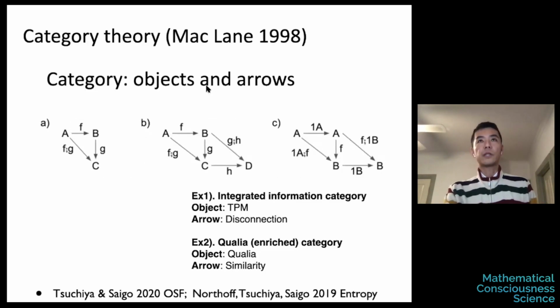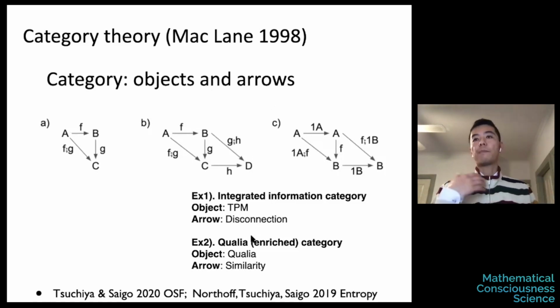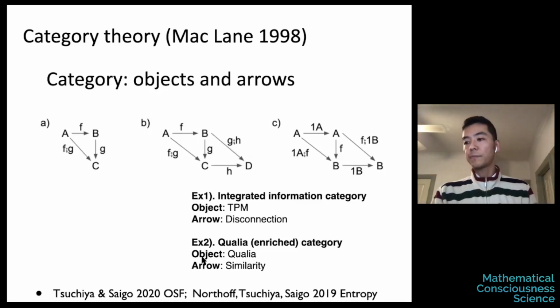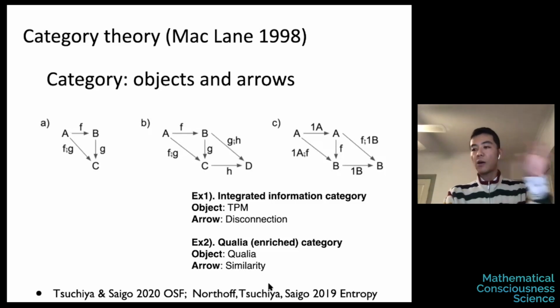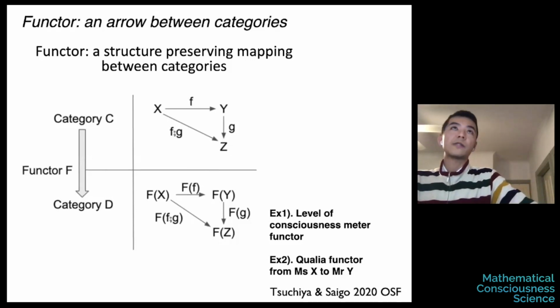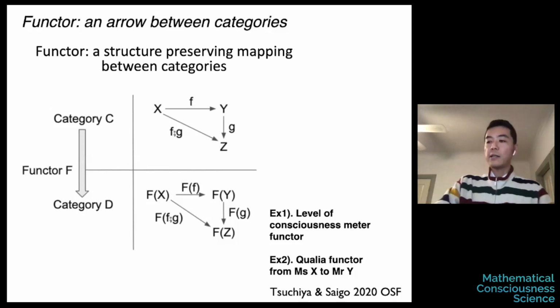A category is a system consisting of objects and arrows. For our purpose, we can think of qualia of different kinds, let's say color or sound or face, as objects, and arrows as similarity. For similar objects there are arrows, but for dissimilar objects there is no arrow. Something like that is fine to consider. The second important component is something called a functor, which makes it possible to relate between these two types of categories.